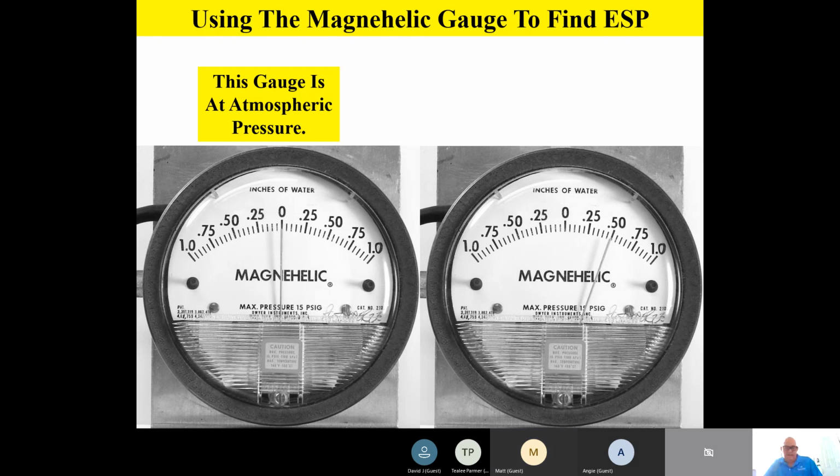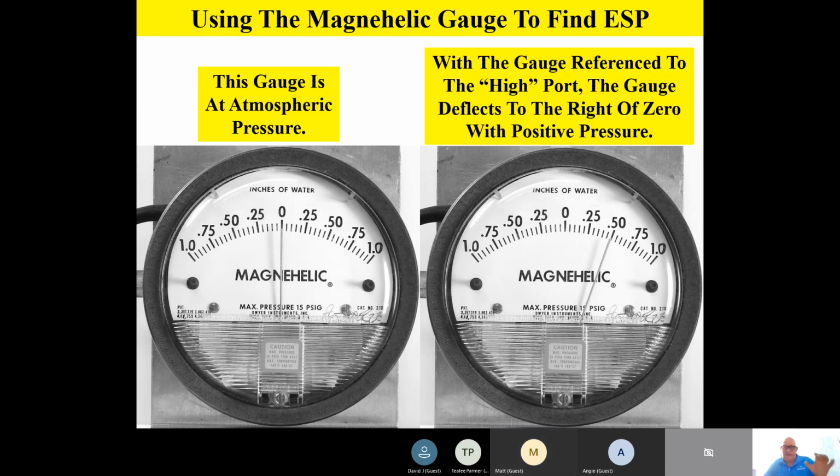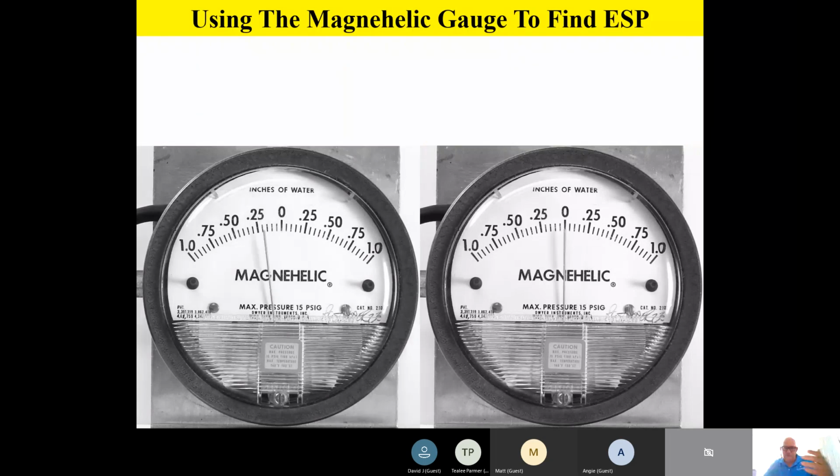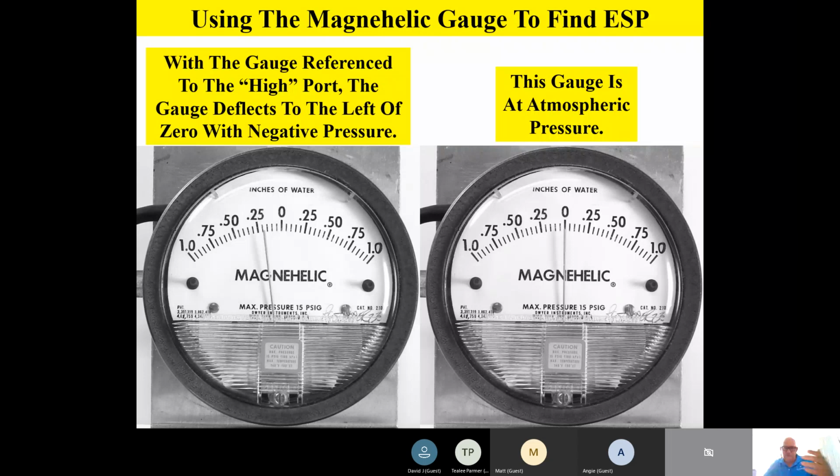Then we're going to take the high port on the Magnehelic gauge, and it's going to deflect to the right-hand side of the gauge when I have a high pressure on there. This particular gauge deflects to the right with a high pressure, and it deflects to the left with a low pressure. So if I use that same port, it'll deflect one way or the other based on whether it's a high pressure or low pressure that I'm reading, return or supply, in other words.